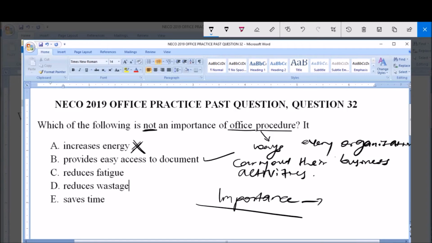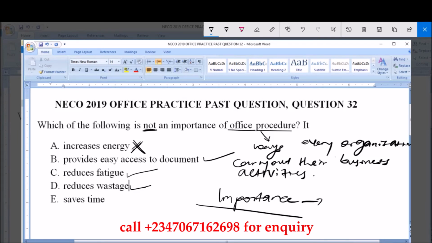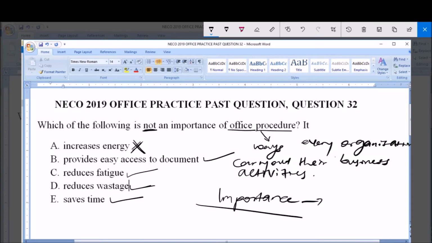C says reduces fatigue. Yes, office procedure helps to reduce fatigue, and it also helps to reduce wastage. And also saves time and energy. It saves time and energy, but it does not increase energy. It reduces fatigue by saving energy, reduces wastage, and provides easy access to documents. But office procedure does not increase energy. And so therefore option A is the answer to this question, because it is not an importance of office procedure.